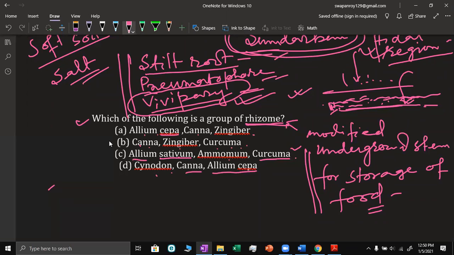Any idea? This one, group B, is canna, ginger, and curcuma. This is the rhizome for the storage of the food material. Allium cepa, allium sativum, they have bulb. Ginger, canna is of course a rhizome. Cynodon is the runner, a subaerial modification.